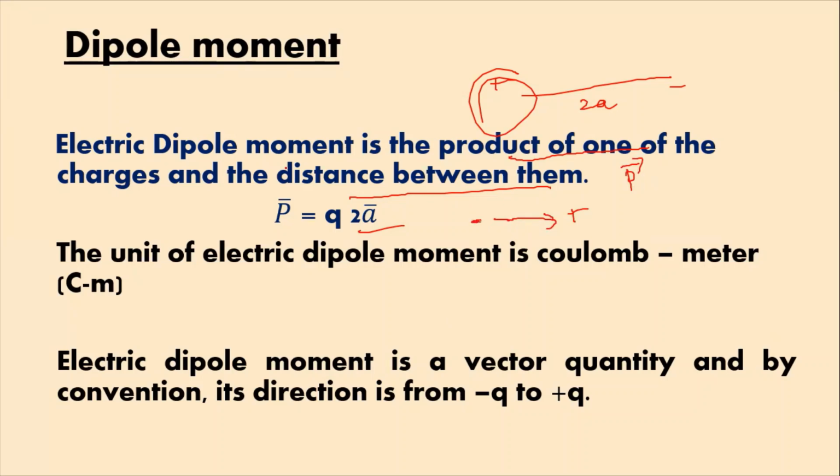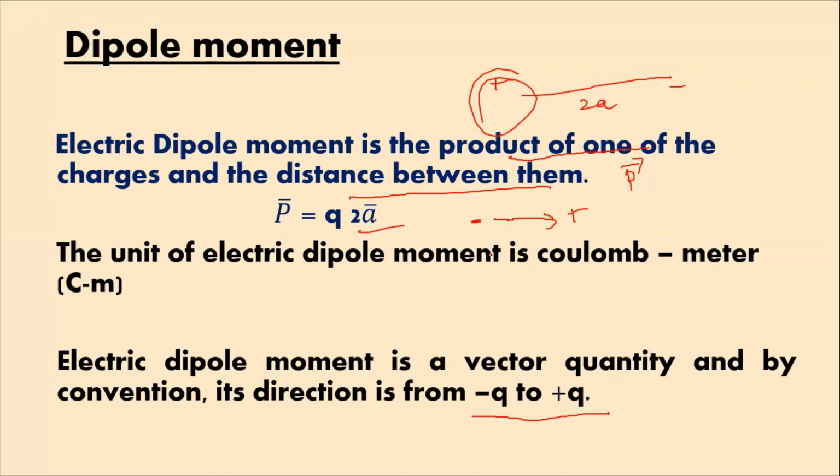So that is the reason dipole moment is a vector. It is calculated by the product of one of the charges and the distance between the two charges. The unit of electric dipole moment is Coulomb meter. We have already seen another unit which is called Debye units, and one Debye unit conversion to Coulomb meter also we saw, that is 3.34 into 10 to the power minus 30 Coulomb meter. And finally, dipole moment is a vector quantity and its direction is from minus Q to plus Q. That is, it starts from the negative and ends in the positive.